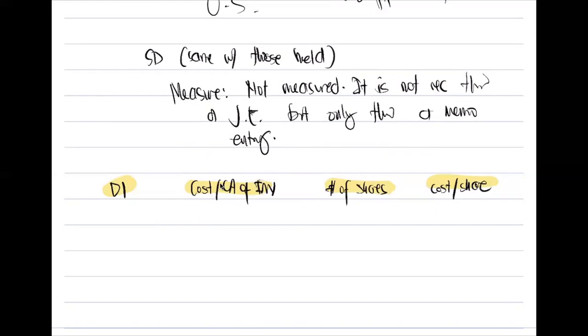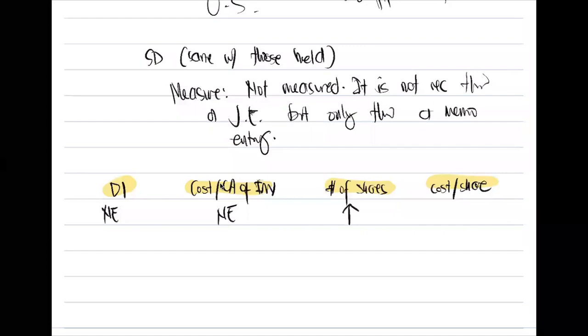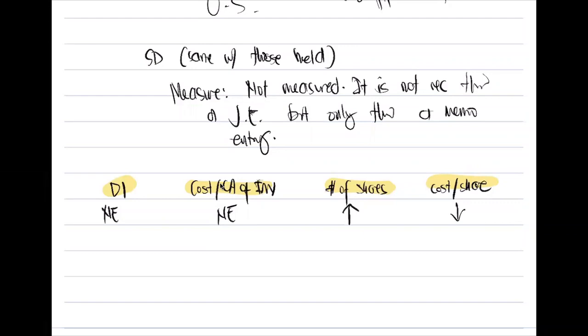As to the dividend income, what is the effect of your stock dividend? No effect. Cost or carrying amount of the investment? No effect. Number of shares, it will increase. The cost per share, of course, will decrease. Why will your number of shares increase? Because again, you will receive shares. Because you will receive shares, your shares should increase. And because of that increase in shares, but no change in your carrying amount of investment, your cost per share will decrease.